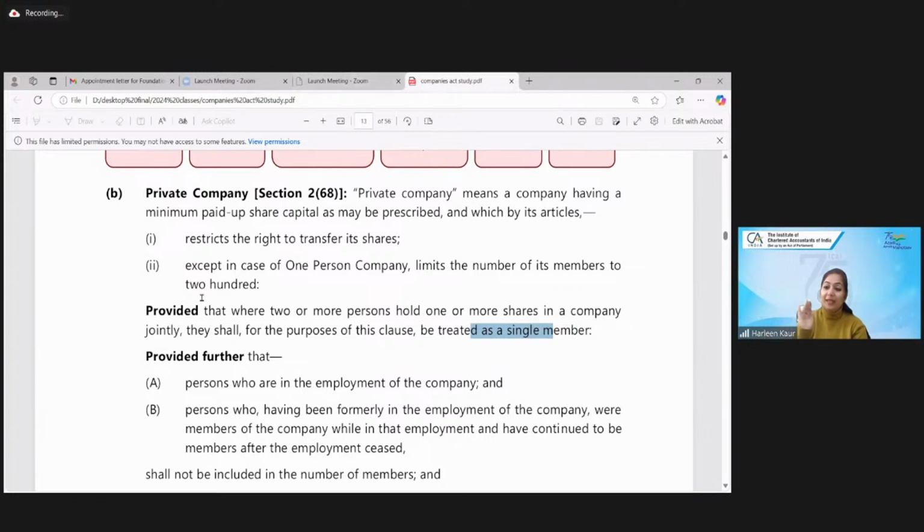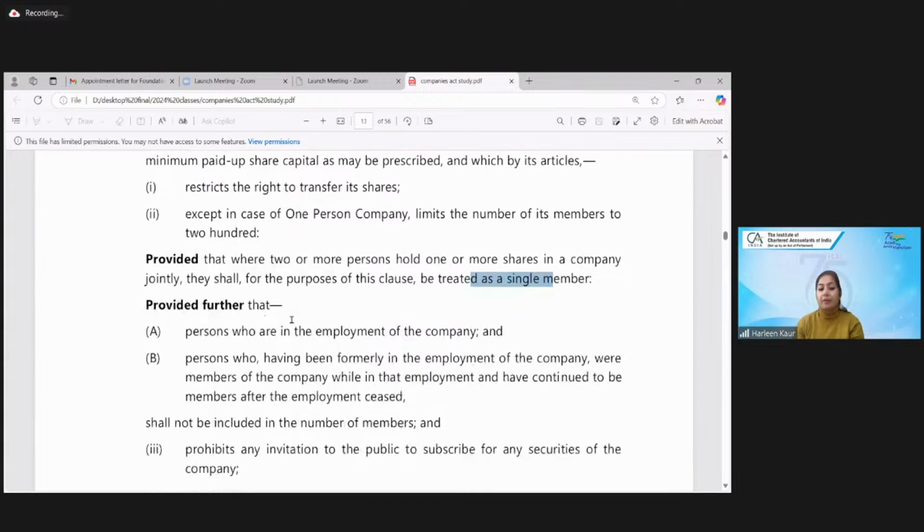Good. So it will be 11 members because 2 members will be treated as 1. They will be counted as one. Mohammed is saying 2 members. No, beta, you will be counting that as 1. That is the meaning of this line: if 5 shareholders are holding jointly, the shares are held by one together, then also 5 members will be counted as 1. So how many people are holding the shares jointly? They will be treated as a single member.